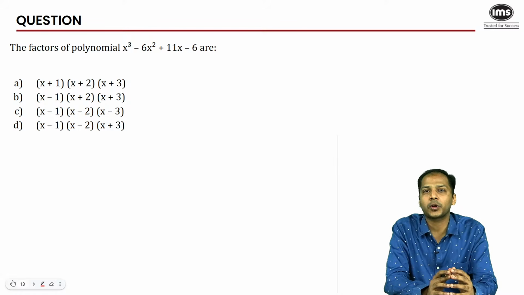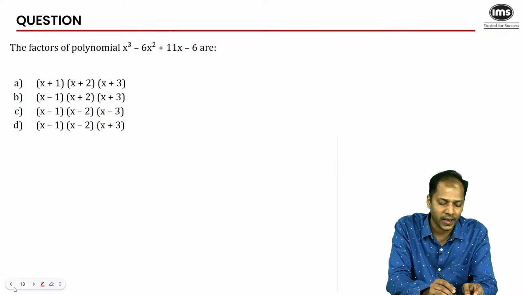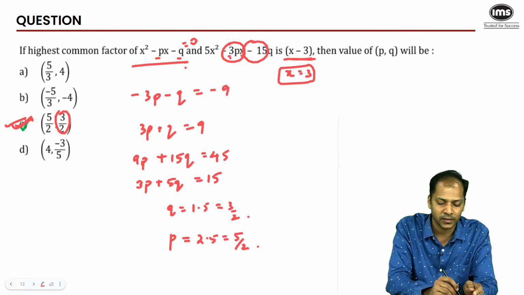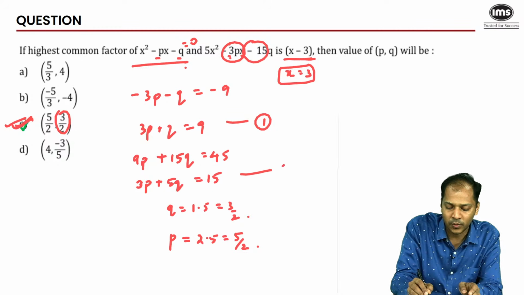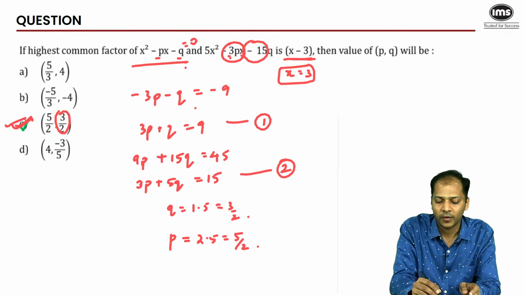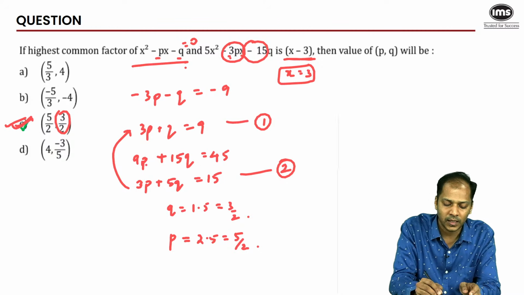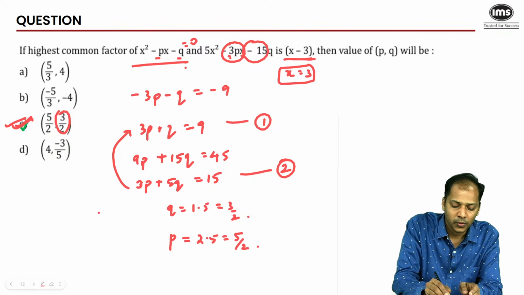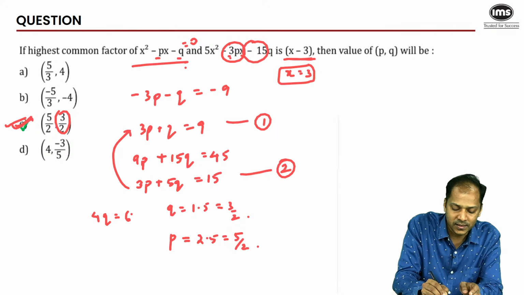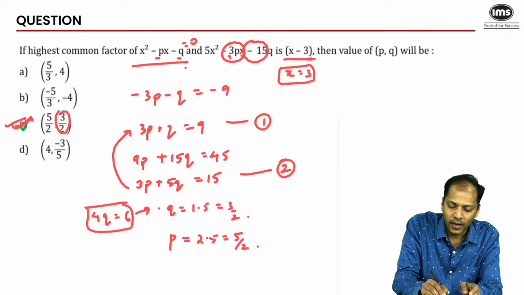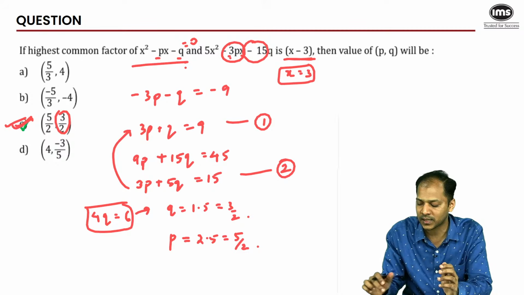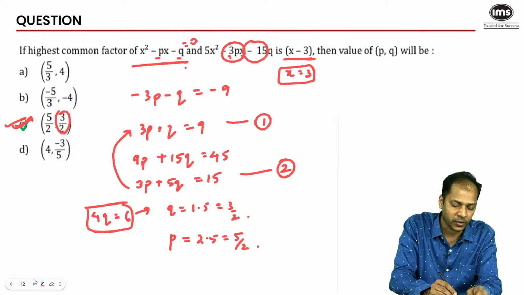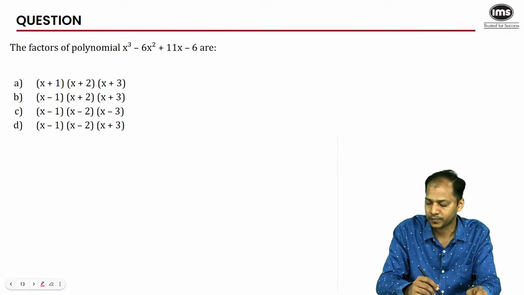Sherlyn, I'll come back to your query in a bit. Before you all start solving, someone had a query here. So this is equation number 1, Sherlyn, and this is equation number 2. When you take the difference, 3p and 3p will cancel out. 4q will be equal to 15 minus 9, that is 6. And from here we got q is equal to 1.5, right? I hope that's clear. So I'll go ahead to the next question.